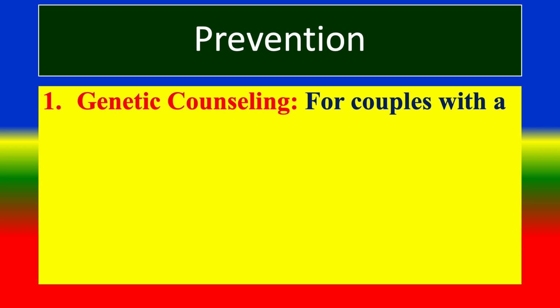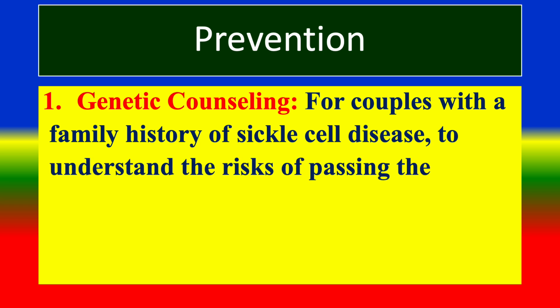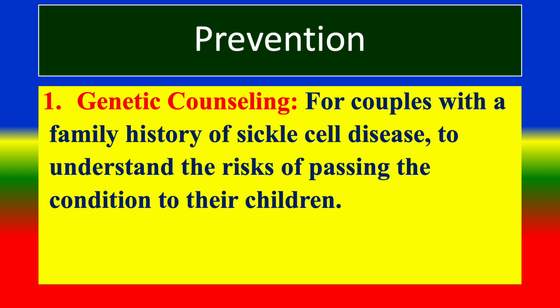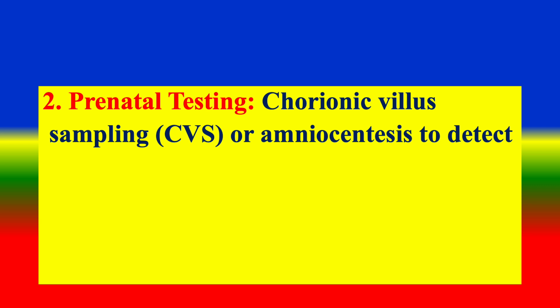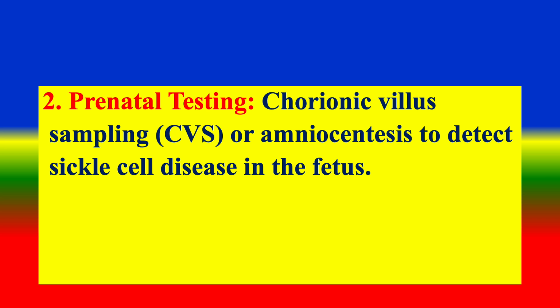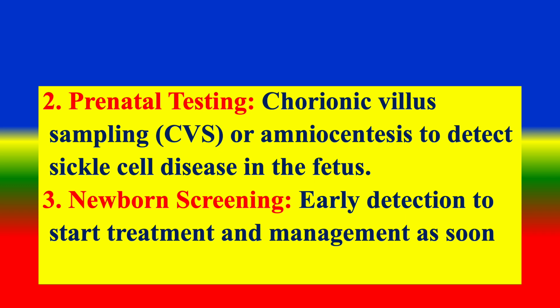Prevention. 1. Genetic counseling for couples with a family history of sickle cell disease to understand the risk of passing the condition to their children. 2. Prenatal testing, chorionic villus sampling (CVS) or amniocentesis to detect sickle cell disease in the fetus. 3. Newborn screening, early detection to start treatment and management as soon as possible.